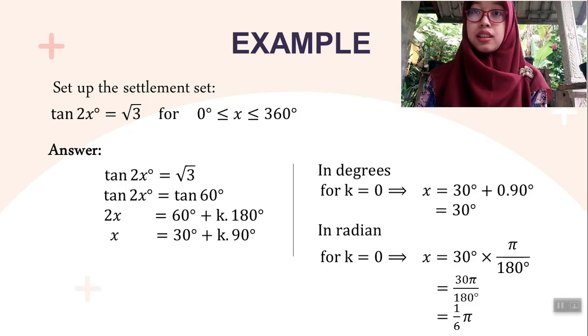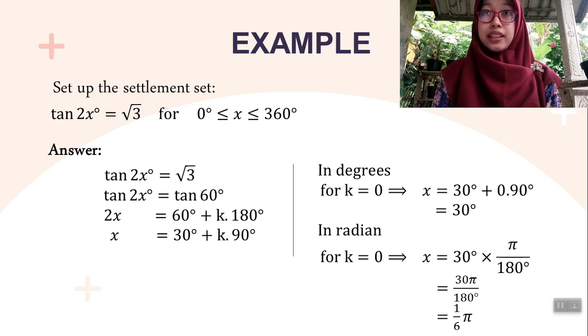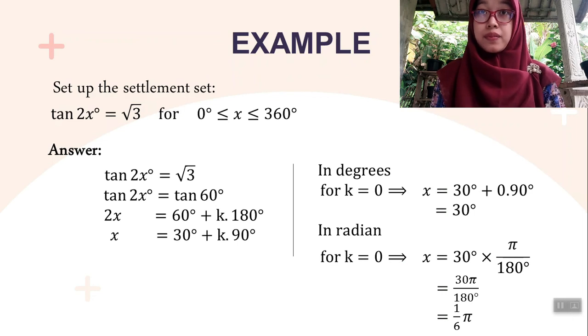So we have an example. Find the solution set of tan 2x degrees equals square root of 3, for x more than 0 degrees and x less than 360 degrees. Answer: tan 2x degrees equals square root of 3. We change root 3 to tan 60 degrees because, as we know, the value of tan 60 degrees is root 3. We eliminate tan, and we enter the degrees formula on the right side.